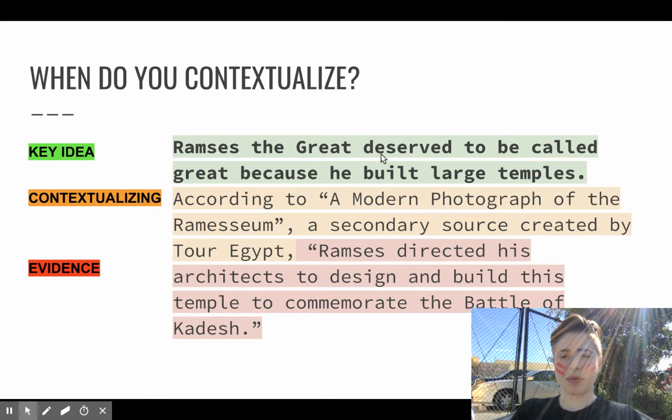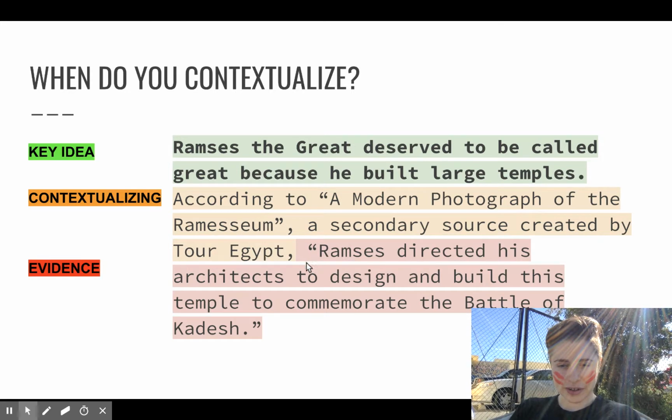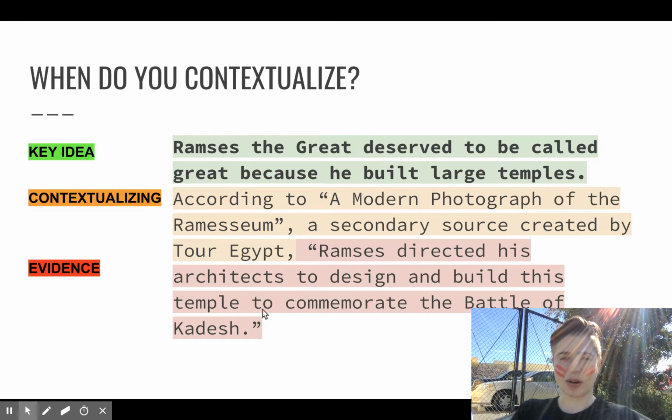So if I have my example, Ramses the Great deserved to be called great because he built large temples. Then I contextualize my evidence. I say, according to a modern photograph of the Ramesseum, a secondary source created by Tor Egypt. So you can see I'm telling you where the source is from, the title, whether it's primary or secondary, and the author. Then I put my quote from that source, which is my copied and pasted sentence with quotation marks.